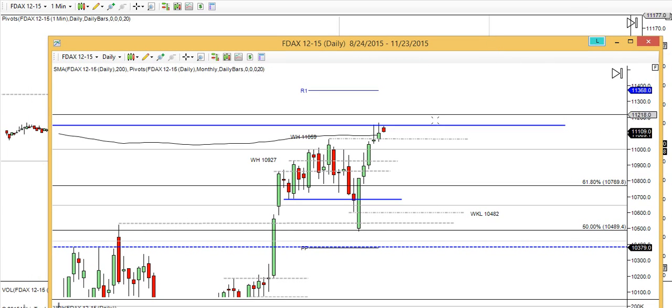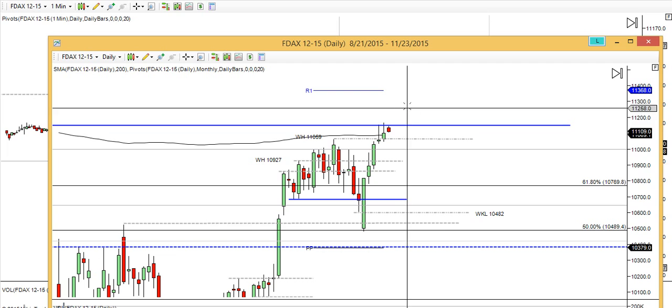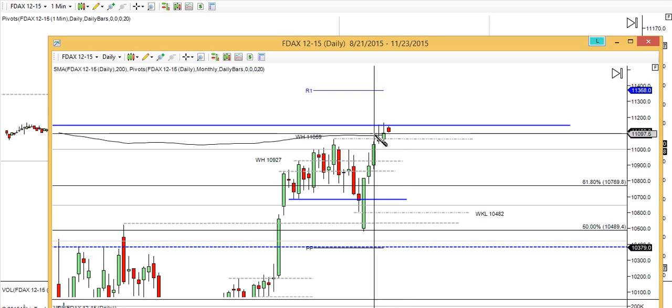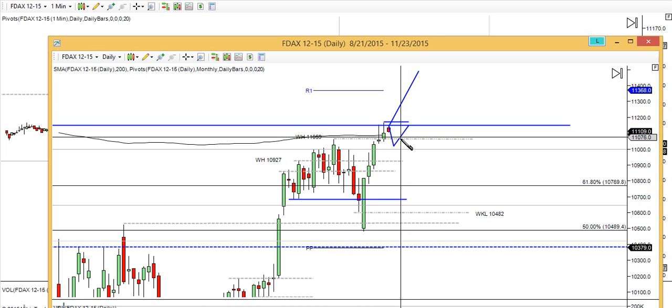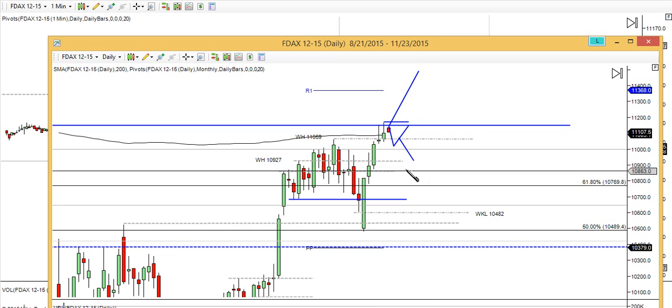Okay, let's begin with the big picture here. We open today inside of Friday's and Thursday's range. Let's see if this high will break out aggressively to the upside today, or if we just continue to build value in here and then move below 11,000.